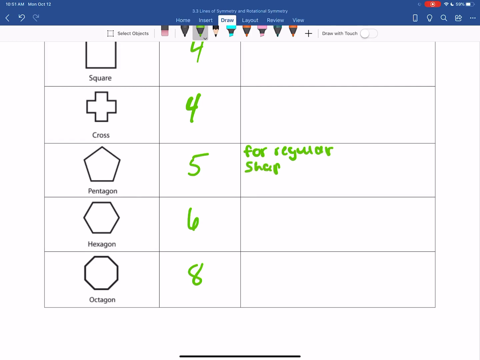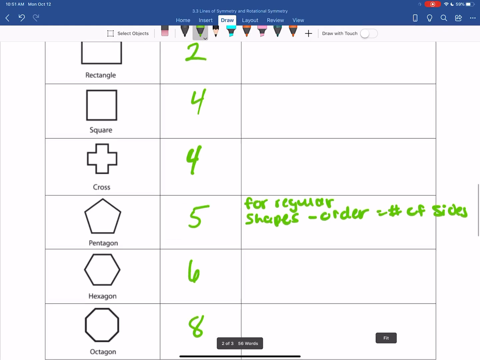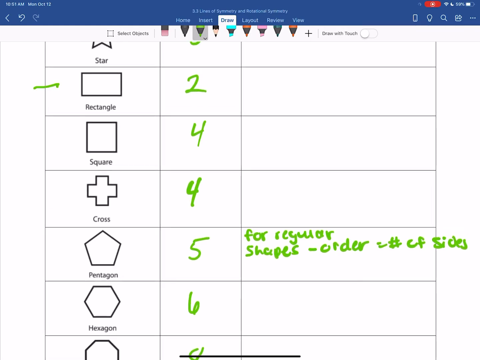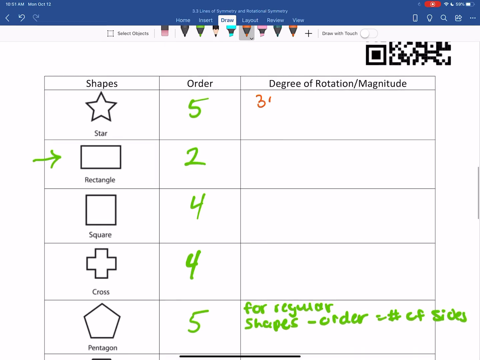for regular shapes, meaning they have the same length for each side, like a square, the order is equal to the number of sides. Okay? Because the rectangle does not have 4 congruent sides, the order is a little bit different for the rectangle. To determine the magnitude, you take 360 and you divide it by the order. So that's how we find the degrees of rotation.